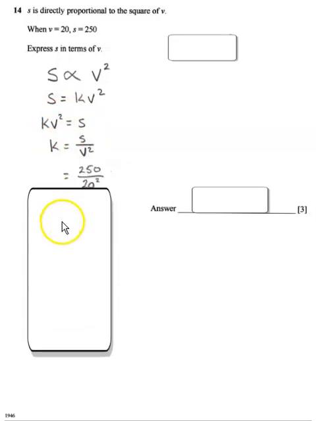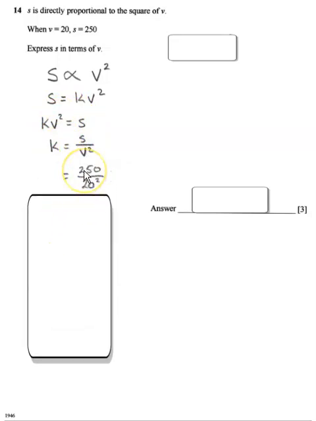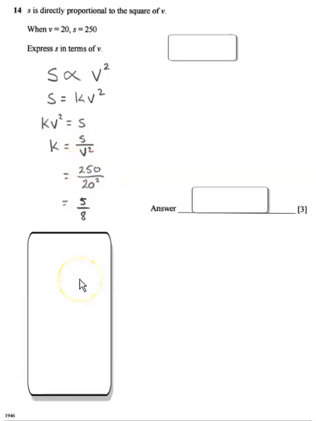Then I can substitute everything in, which is 250 over 20 squared. S is 250, V is 20, so that would be 20 squared. When we work that out, it's 5 over 8. Now this time I haven't changed it to a decimal. You could if you wanted to, but I've just left it as a fraction.